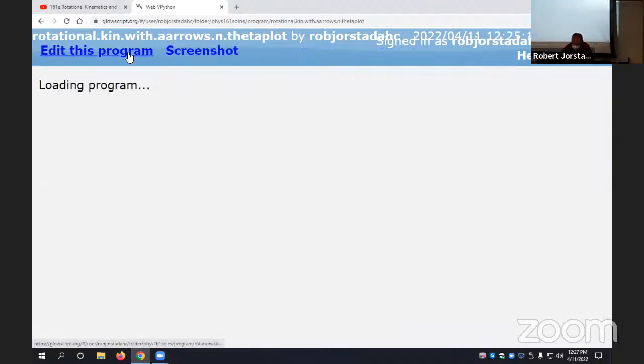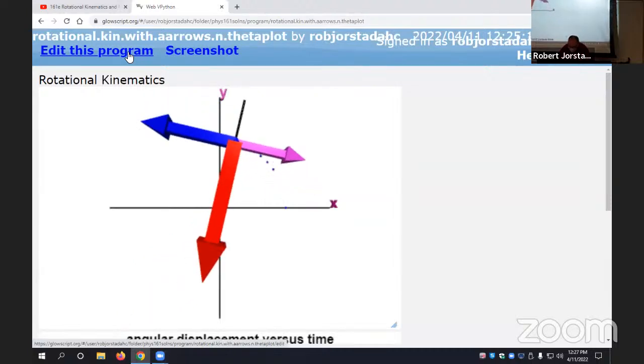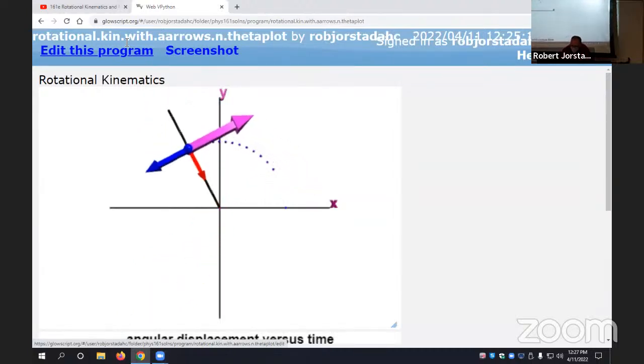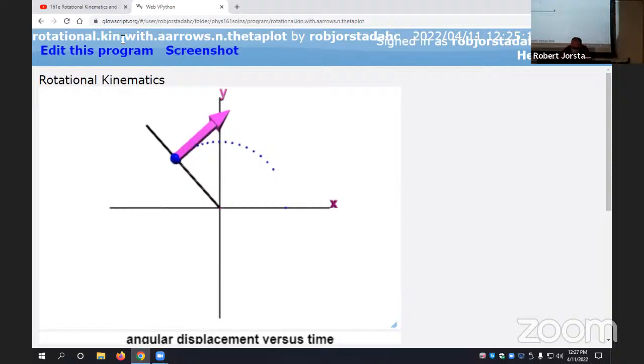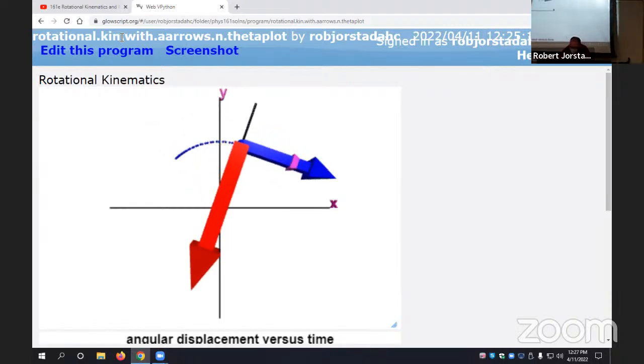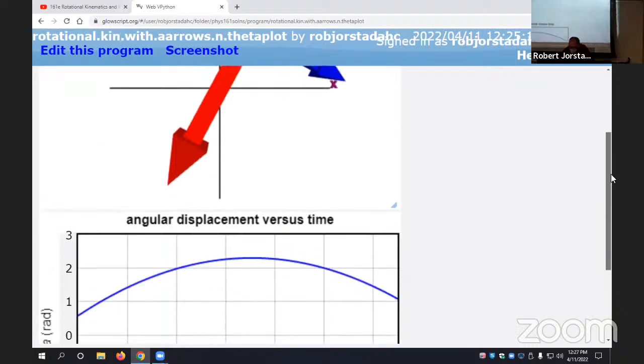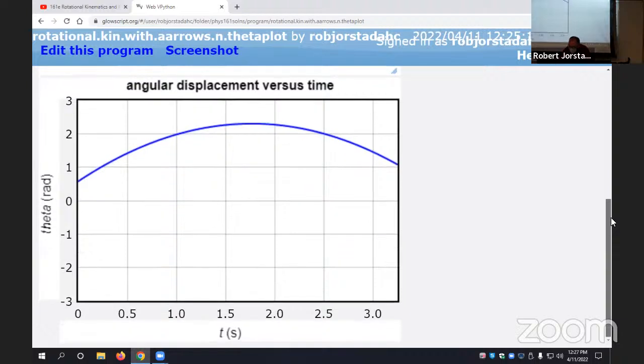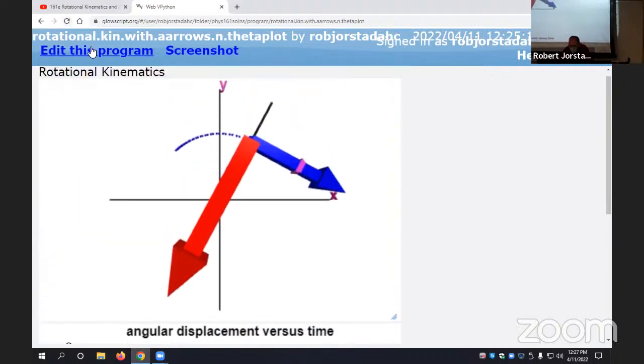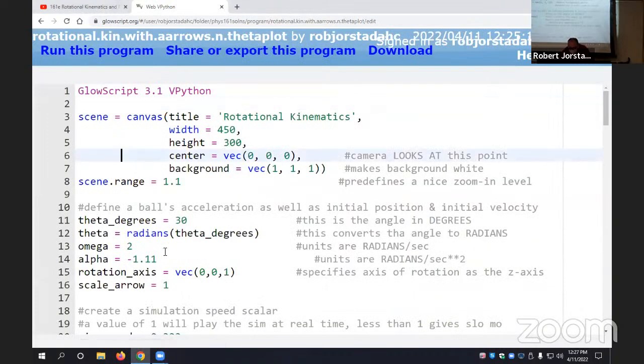When I run this, let's watch it. The blue ball that you can see right now is the bug. We can change the color of that if you want. And we see all these different arrows. Notice below here, we can see the angular displacement versus time. We could try different parameters here. We could try making alpha a lot bigger.